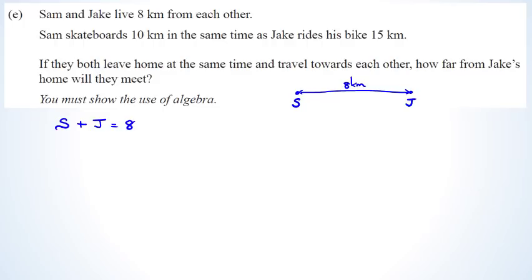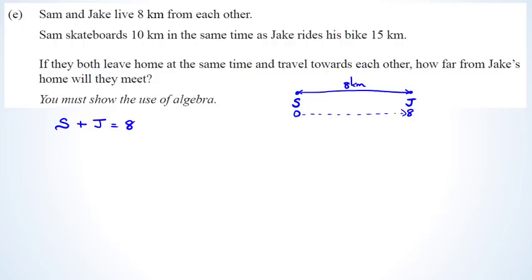Now, if you think about it in, how do I say it, in like graph point, for example. So if I put this as S is equal to 0, then J is equal to 8. So the distance from here to here equals 8. So I can actually say S plus J equals 8. So that's the first equation.